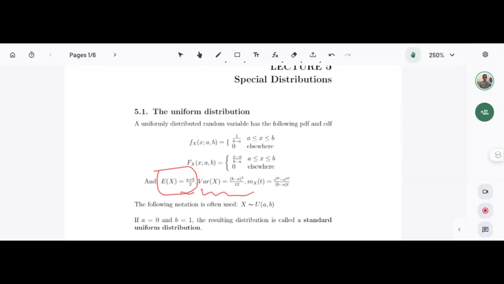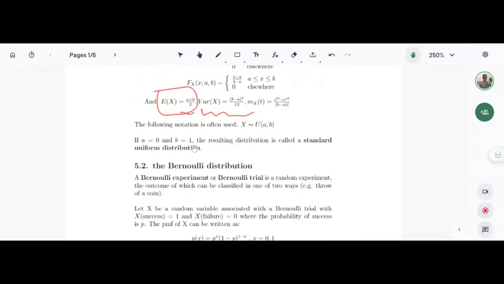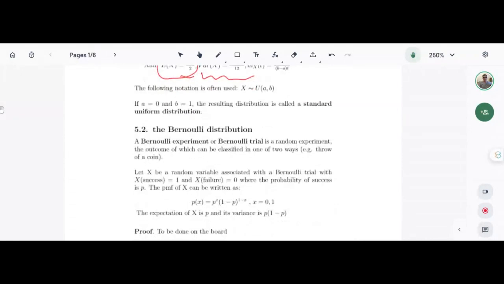And the notation that we use for uniform distribution is this. We say x is distributed uniformly within a and b. So if you have a equal to 0 and b equal to 1, the resulting distribution is often called a standard uniform distribution. When you have a unit square, then we call it a standard uniform distribution. I hope it is clear. Please stop me if you have any questions. We can answer your questions.